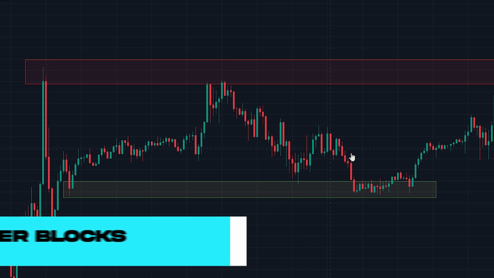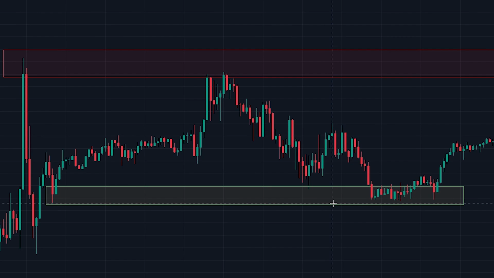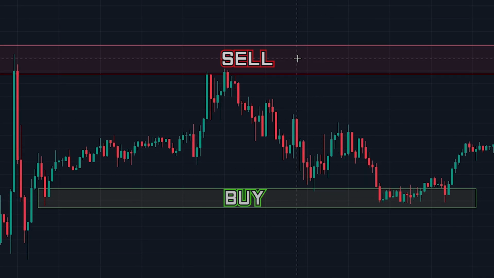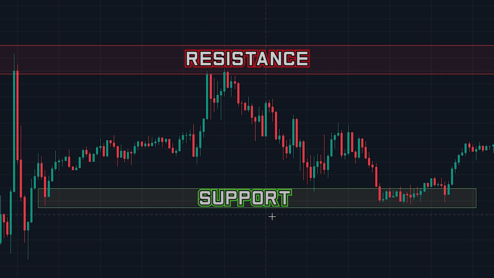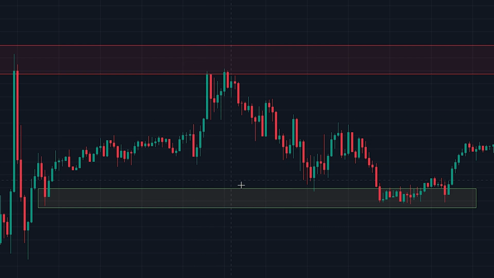The first concept we'll use is order blocks. An order block is a zone on the chart where many people have placed orders to buy or sell an asset. These orders can create a zone of support or resistance where the price is likely to bounce off or reverse. Traders use order blocks to help them make decisions about when to buy or sell an asset.